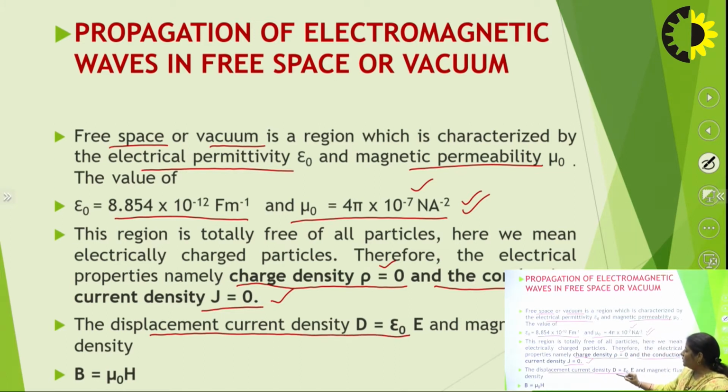And how is D defined? D is equal to epsilon naught E. E is the electric field, and epsilon naught we already know: it is the permittivity in free space. And similarly, we define another relation: the magnetic flux density B is equal to mu naught H. Mu naught, again I would like to remind you, is the permeability in free space, and H is the magnetic field. All right.